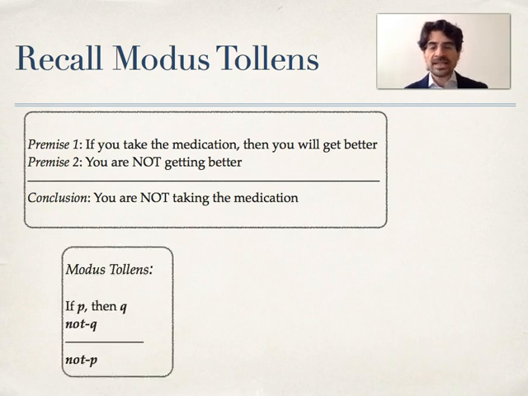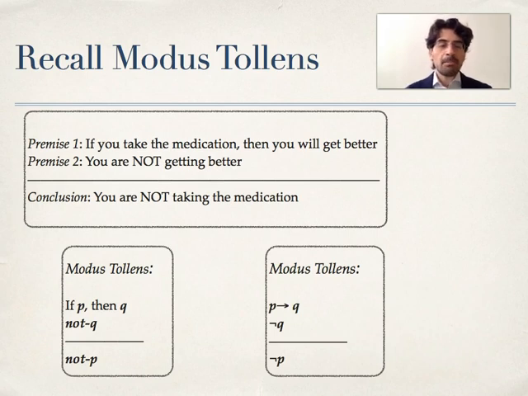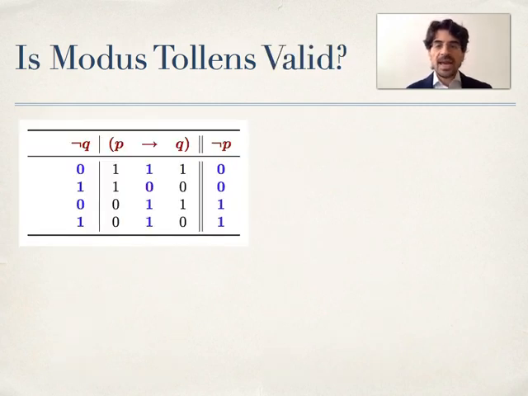If we were to symbolize this, we can write it: if P, then Q, not Q, therefore not P. Or even more succinctly, P implies Q, not Q, therefore not P. This is modus tollens, and we want to know whether modus tollens is a deductively valid form of argument or not. Again, what we need to do is to use an extended truth table where we list both premises and conclusions, and we assign truth values to all the propositions involved.